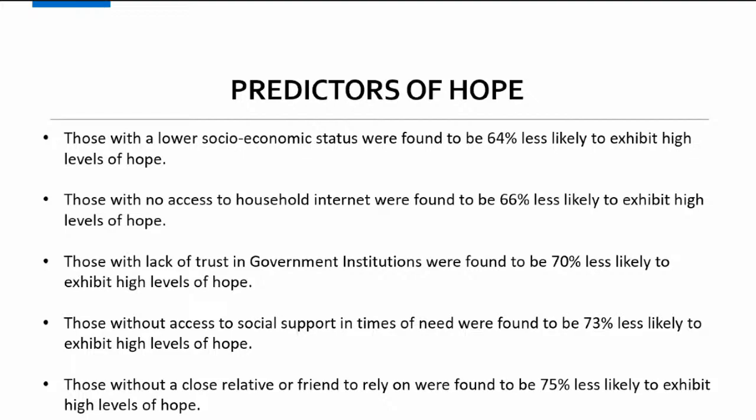what I think this represents is some form of chronic material deprivation among the community of BTOM, because most people in the community do have access to basic amenities such as water, electricity, indoor plumbing, etc. What people really lack is ICT connected devices and household internet access. So that becomes the kind of material deprivation that occurs within an urban community like BTOM, right? We found that there's a lack of trust in government institutions. Those with a lack of trust in government institutions were 70% less likely to exhibit high levels of hope.